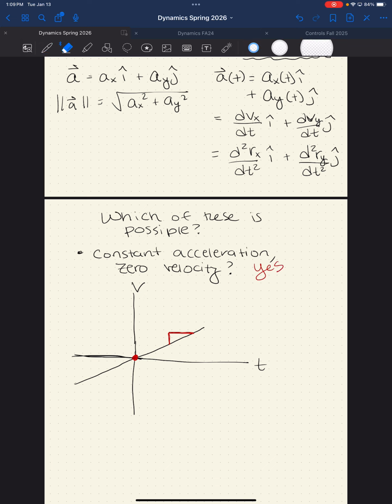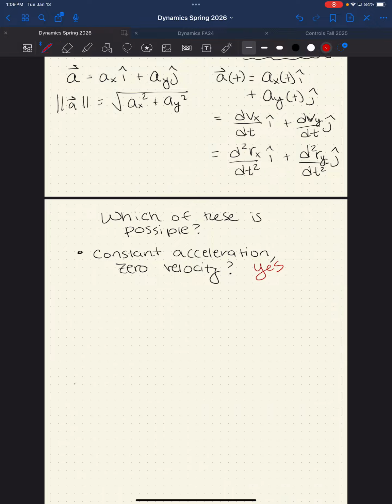All right, the next one. Can we have constant velocity and 0 acceleration? Yes. Absolutely. It's kind of the definition of having constant velocity, right? If acceleration is anything other than 0, your velocity will not be constant. So constant velocity, 0 acceleration. Yes.